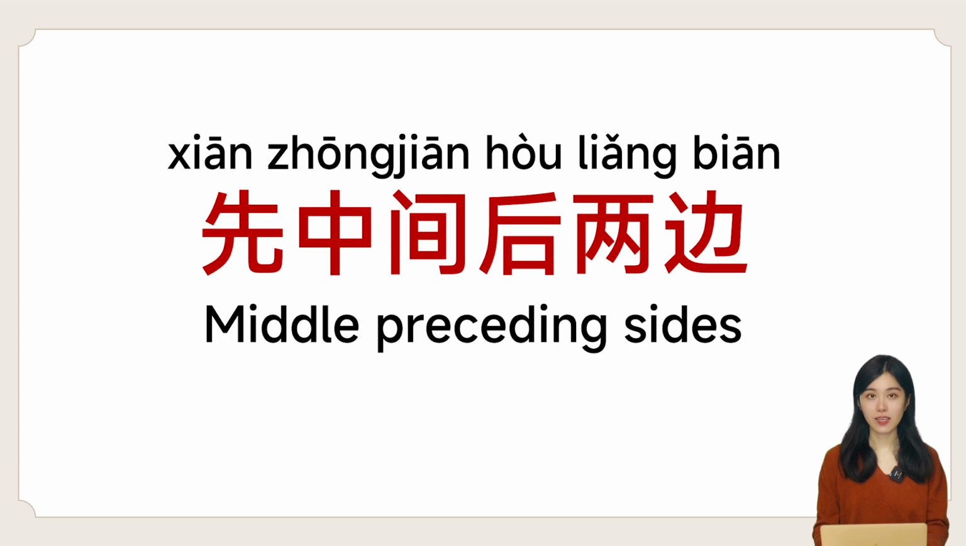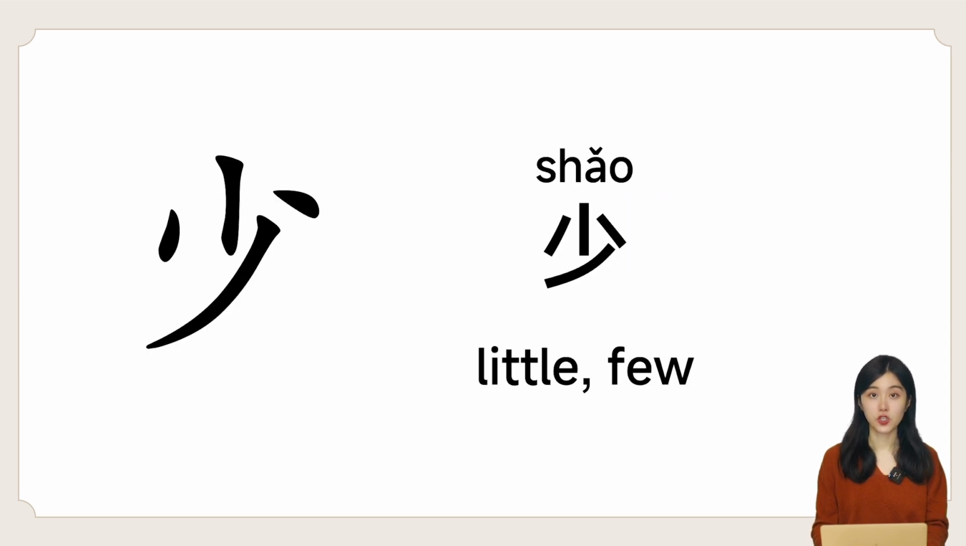The next rule, 先中间后两边, middle preceding sides. This means to write some characters from the middle to the left side and then to the right side. Now I will show 2 example characters. 少 means little or few. Please read it after me.